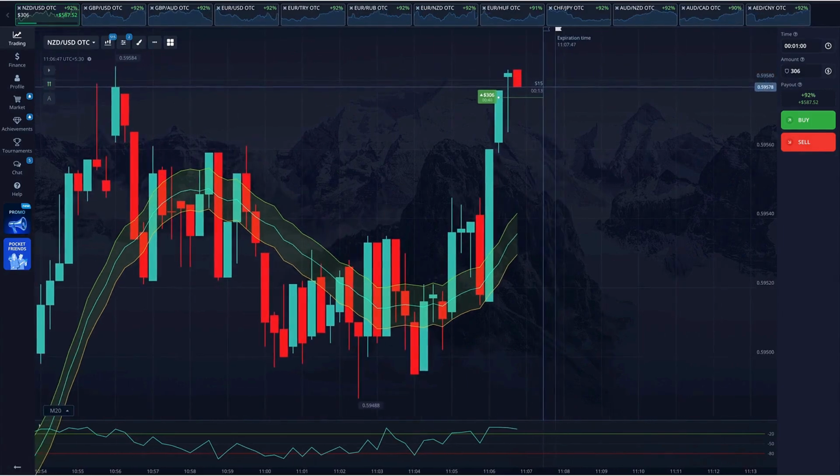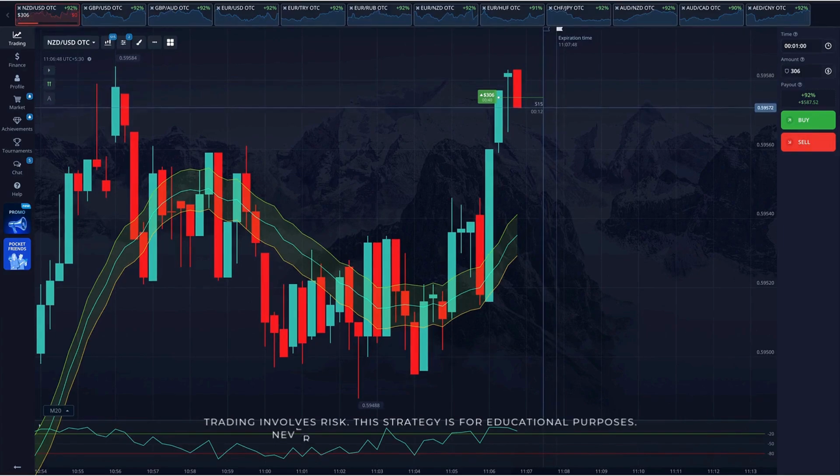Let's dive in. Before we jump into the settings, remember that trading involves risk. This strategy is for educational purposes. Never trade money you can't afford to lose.